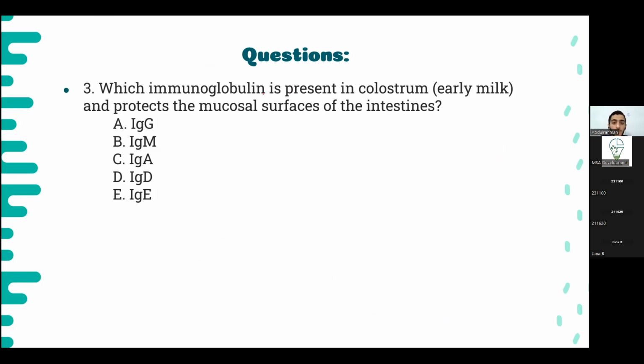Which immunoglobulin or antibody, immunoglobulins are the same as antibodies, is present in colostrum, early milk, and protects the mucosal surface of the intestines? C. Yes, immunoglobulin A. You guys are right.